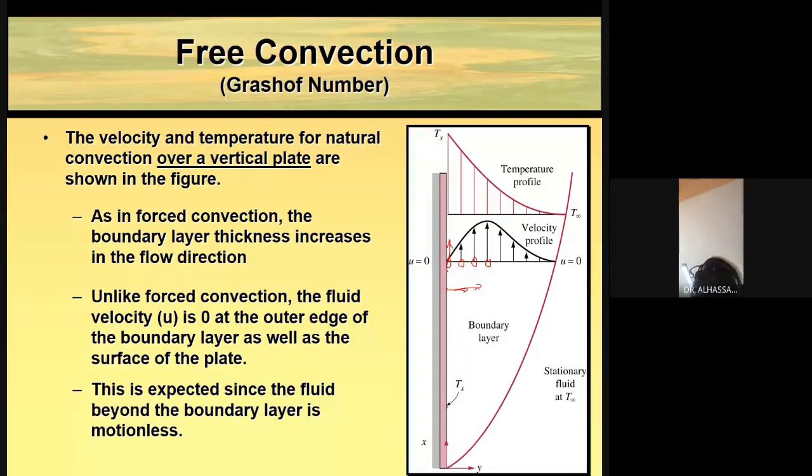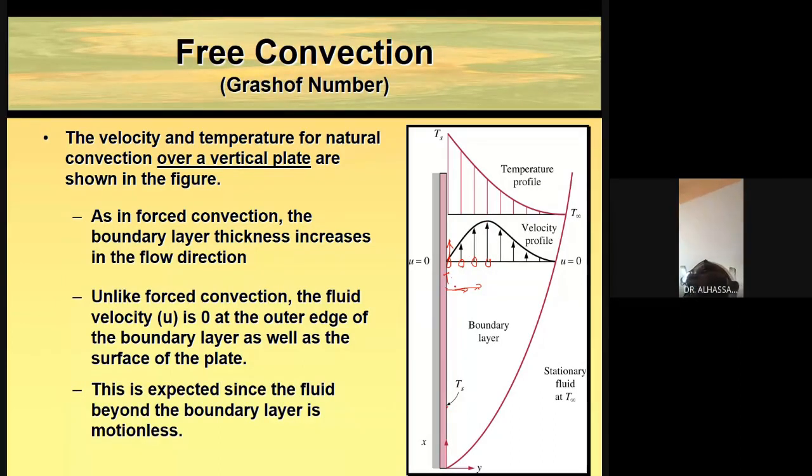Because of what? The influence of the temperature of this surface will be expanding, increasing the volume of this fluid. So when the volume increases, the density will reduce, then the fluid will move up. Same thing applies to this, so then the fluid will move up. Same thing applies to this, but it goes on.